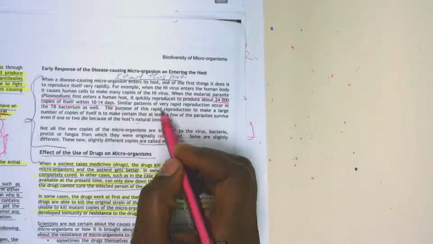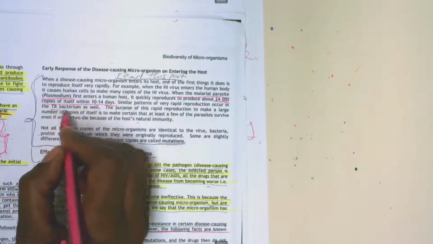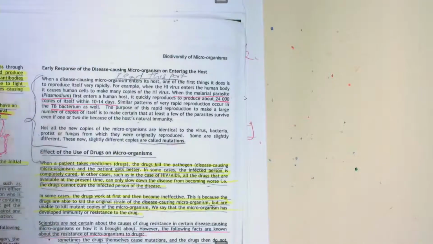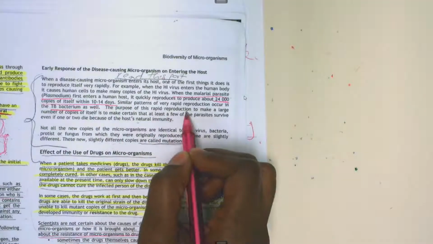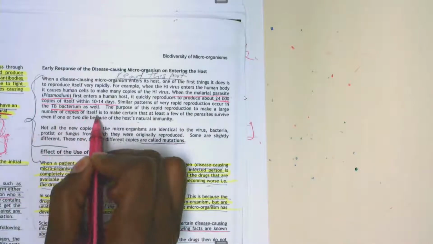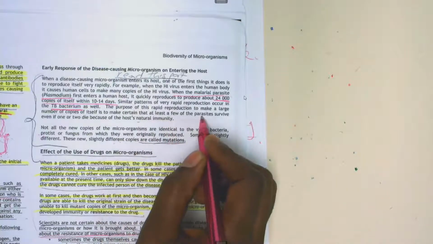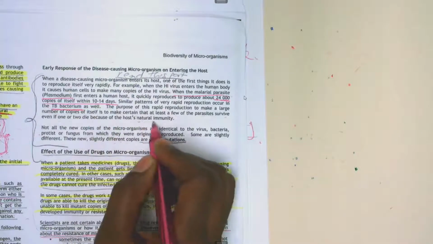Similar patterns of very rapid reproduction occur in the bacteria which cause TB. Once it enters the human body, it quickly reproduces to make as many copies as possible. The purpose of this rapid reproduction is to make certain that at least a few of the parasites survive, even if one or two die because of the host's natural immunity.